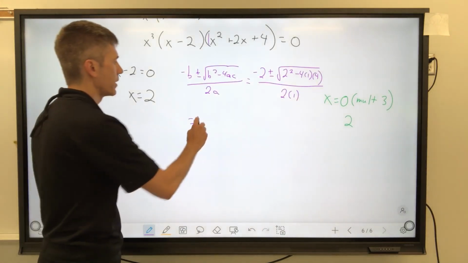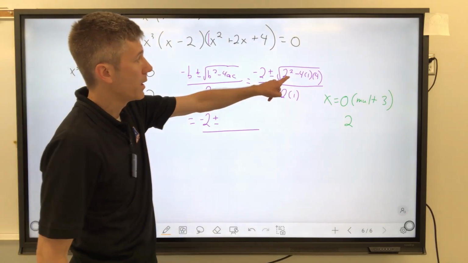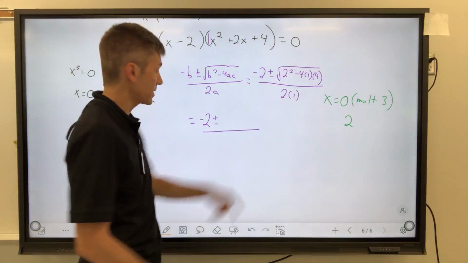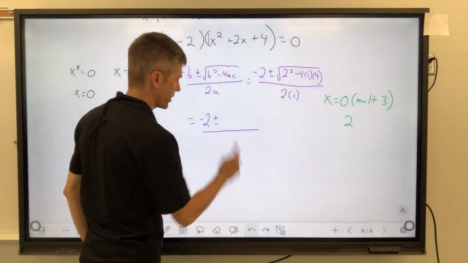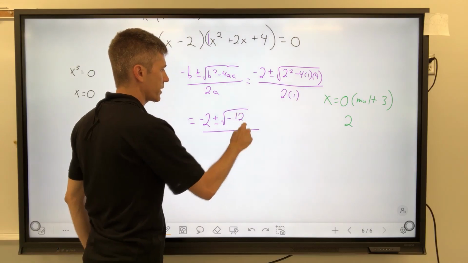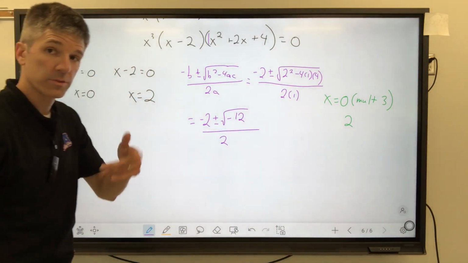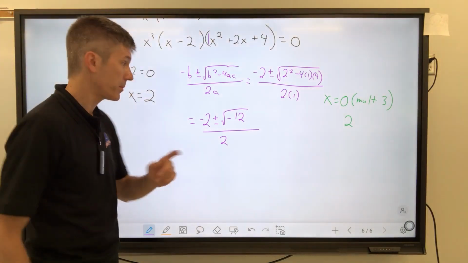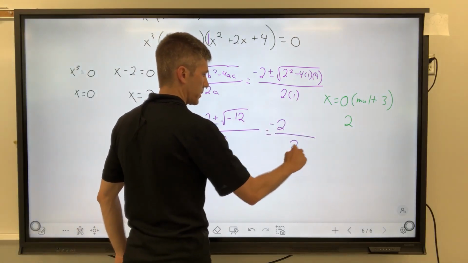There we go. Negative 2 plus or minus. All right, 2 squared minus 16. So 4 minus 16 is negative 12. Let's try this again. Square root of negative 12, all divided by 2. Oh, we have a negative under a square root, so we're going to have complex solutions. And we're going to have 2 of them. Complex solutions come in pairs, plus and minus. So we'll have negative 2, I mean, plus or minus.